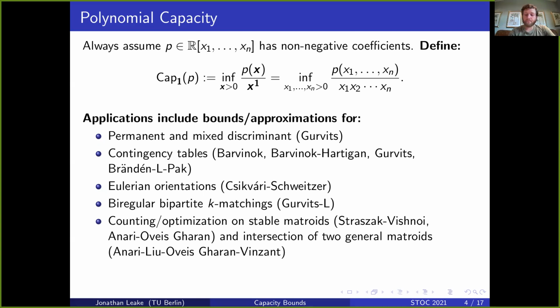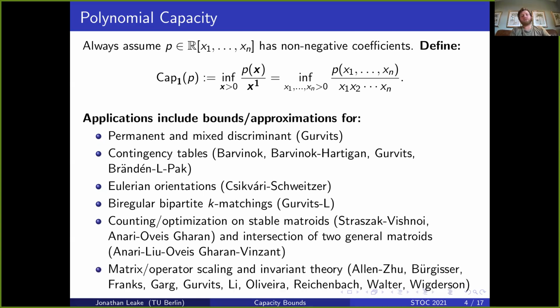two matroids. And also, last, there are connections of capacity to this idea of matrix or operator scaling, which are certain algorithms for converting a matrix into having certain row and column sums. And also, this idea has a much more general branch into invariant theory, and there are a number of authors that have worked in that direction. Okay, so this is capacity. These are the things it can be used for.